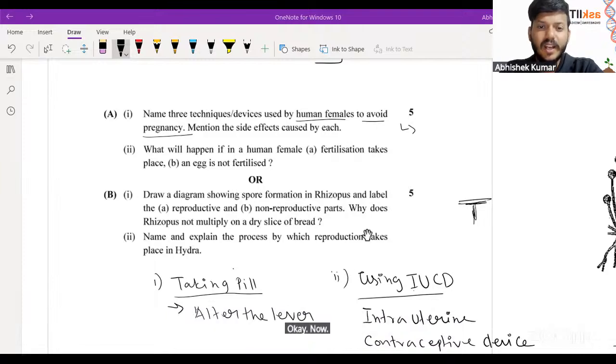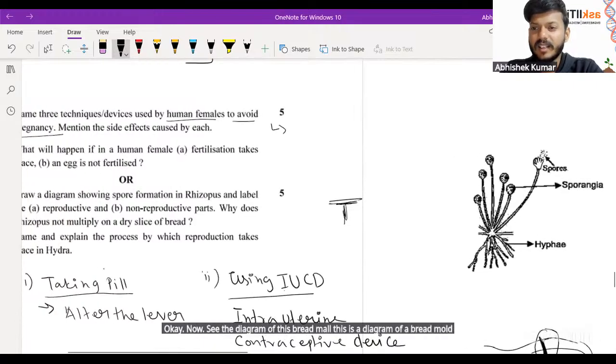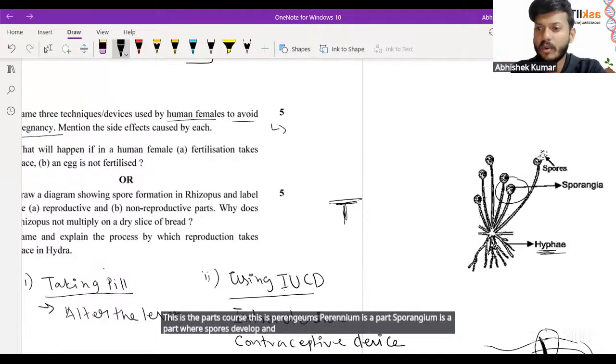Okay, now see the diagram of this bread mold. This is the diagram of a bread mold. This is the part, spores. This is the sporangium. Sporangium is a part where spores develop, and these are the roots of this bread mold, called hyphae.